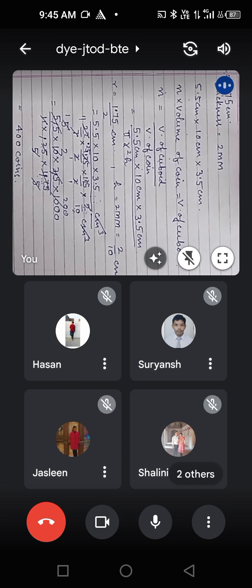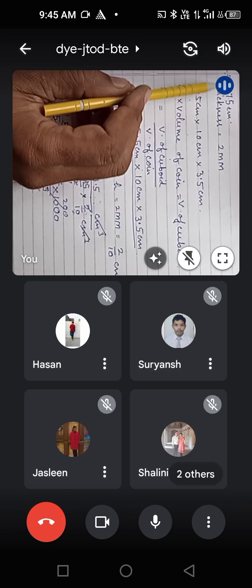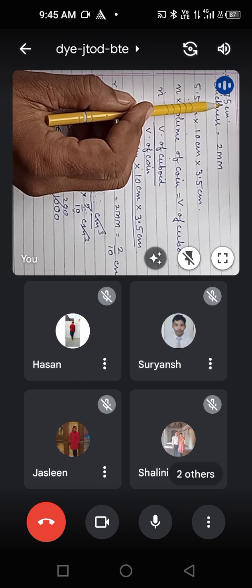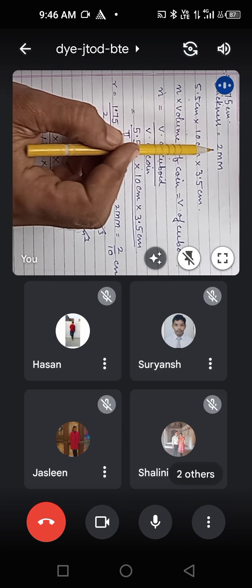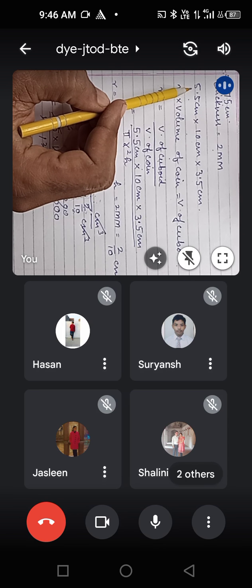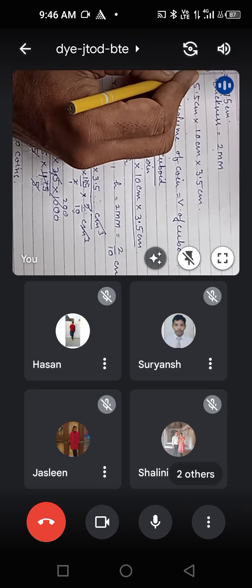So there are some large number of coins, and these coins are being melted, and after melting them they are forming a cuboid. The question is how many coins will be melted to form a cuboid. So here you see the dimension of the coin is given as its diameter is 1.75 centimeter, and the thickness of the coin is given as 2 millimeters. Now it is melted to form a cuboid. This is the dimension of the cuboid.